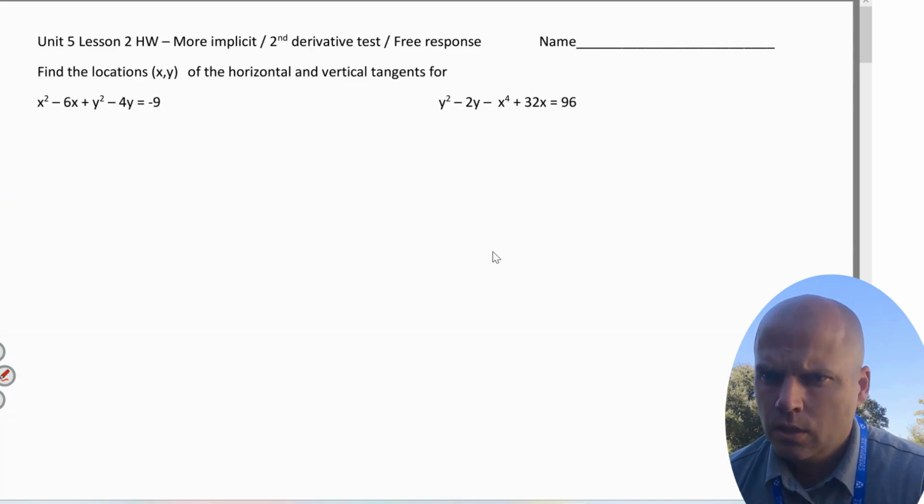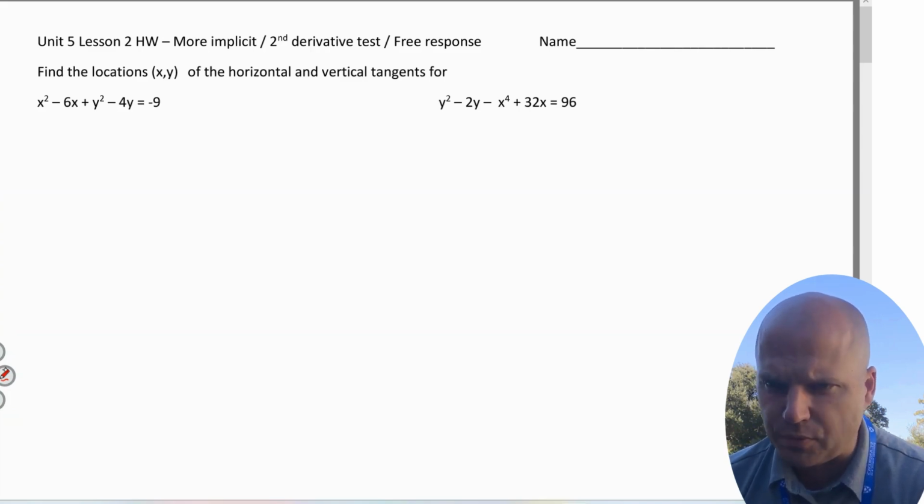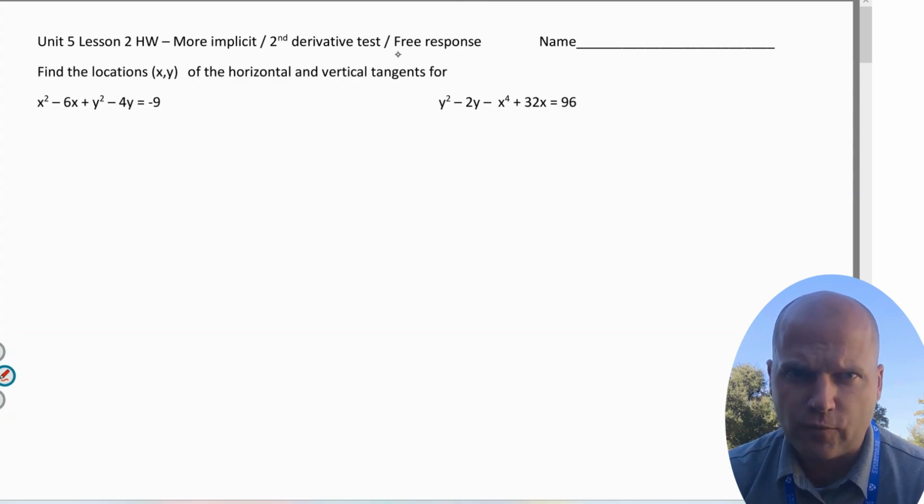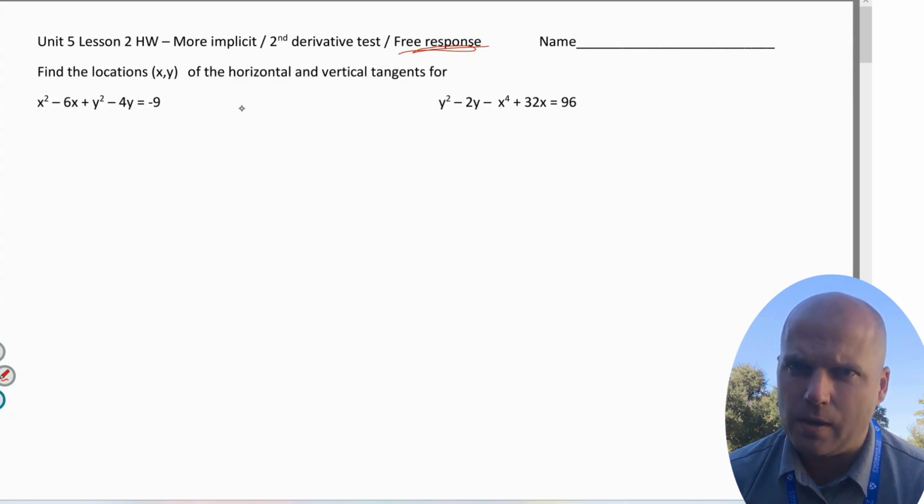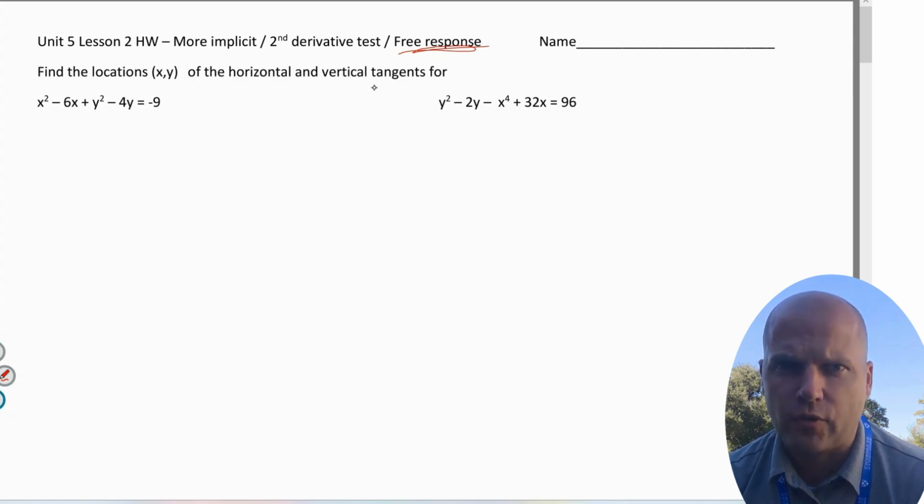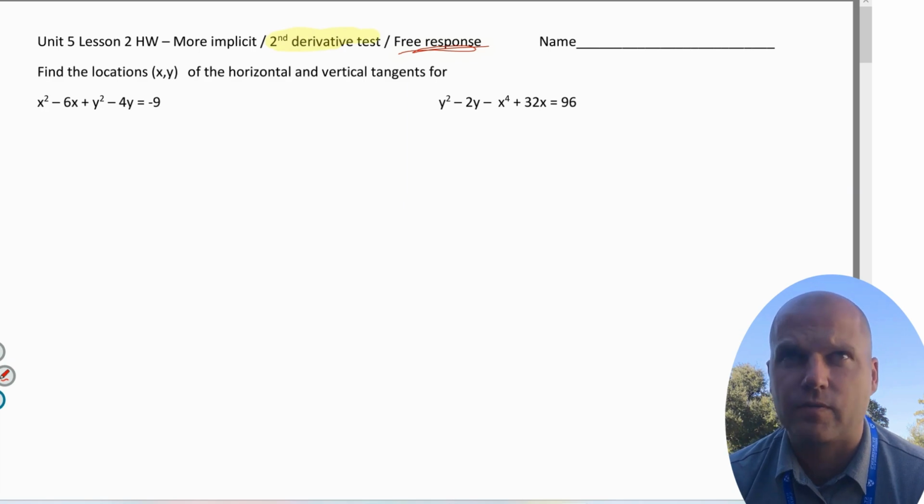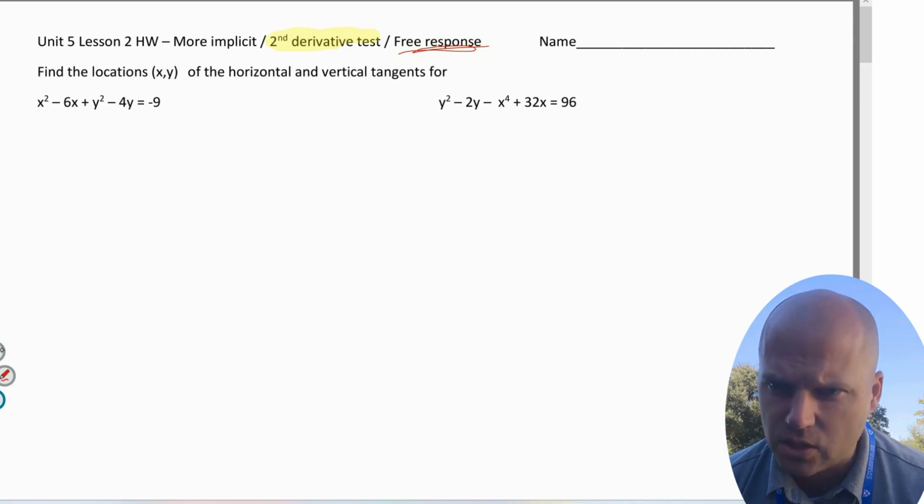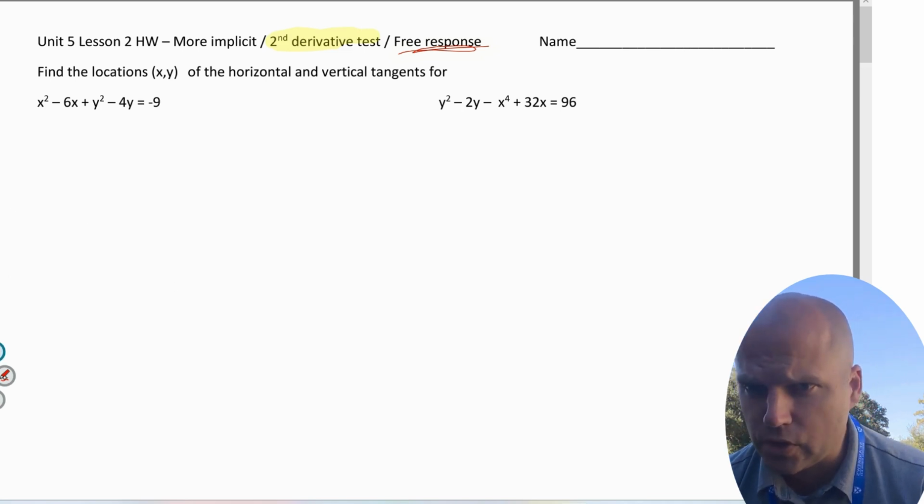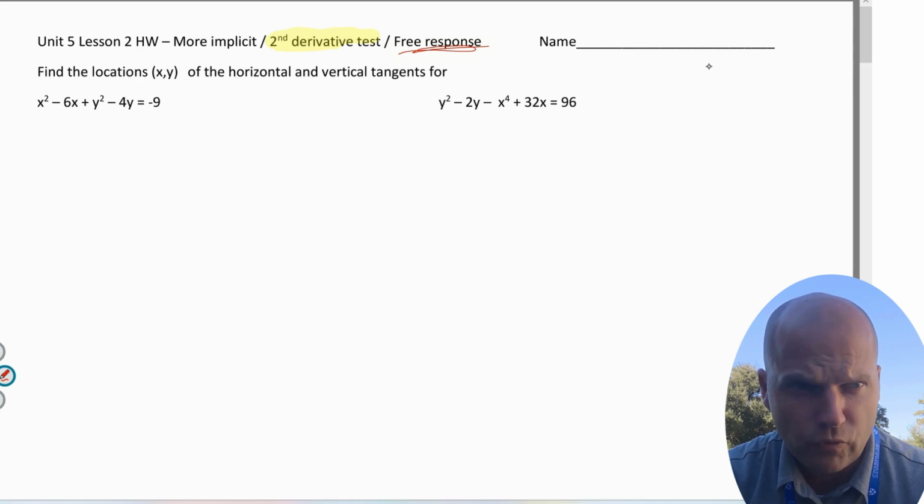points. We are going to finish up with implicit derivatives. See our first free response questions. We are going to talk about locations of horizontal and vertical tangents. Then we'll talk about the second derivative test and figure out those horizontal tangents if they're maxes and mins. And then we'll do our first free response question.